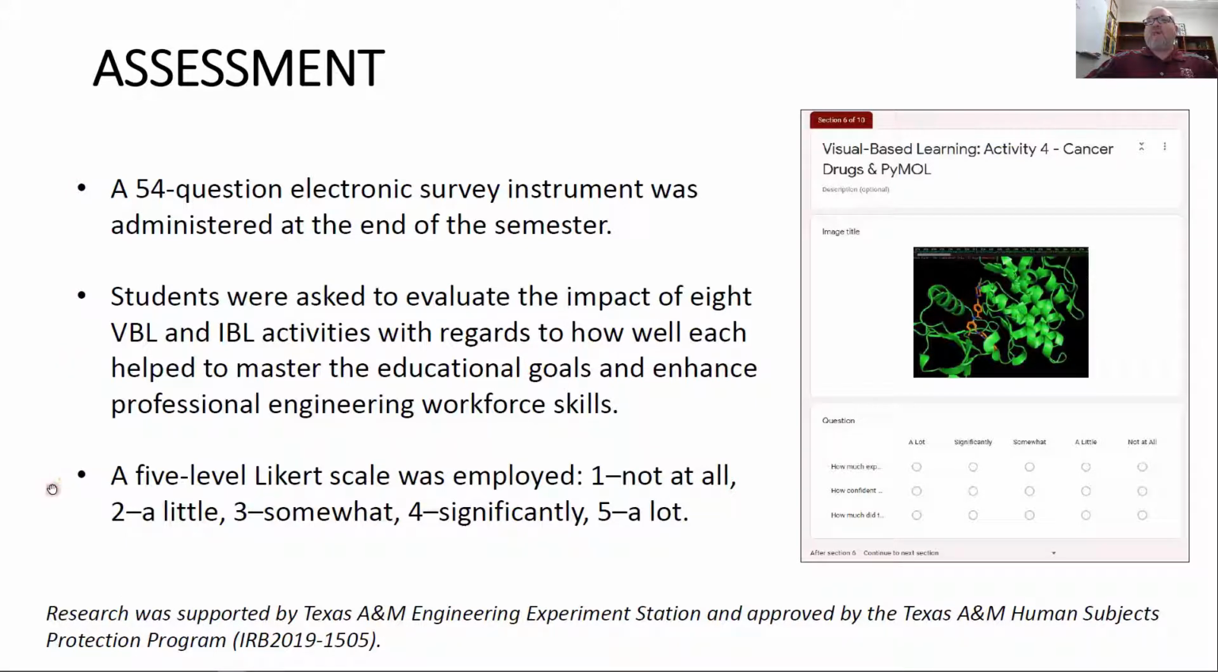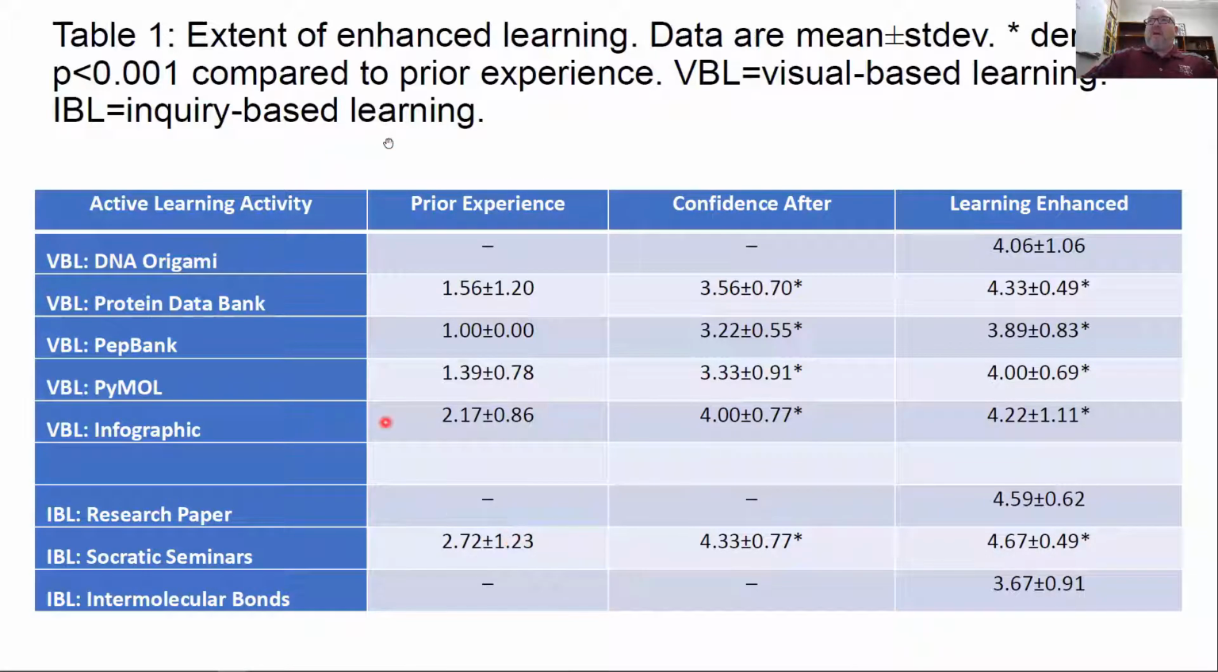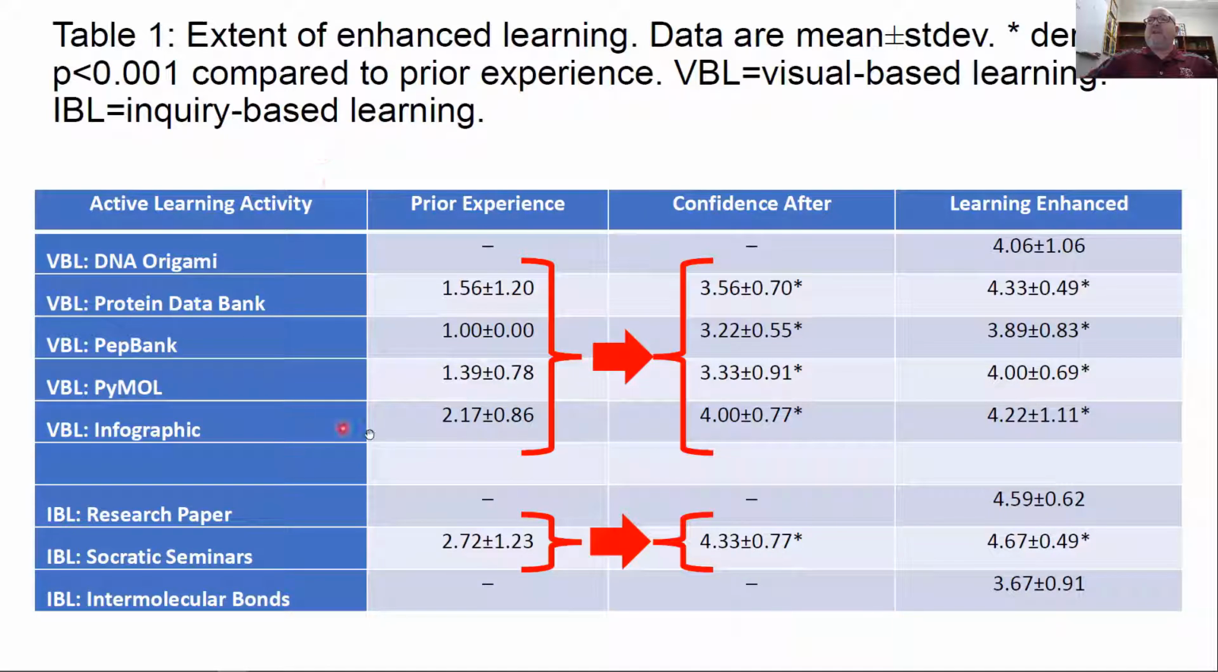A traditional Likert scale was used, ranging from 1 to 5. And I was ecstatic this first semester retooling the class to see that the students did perceive that their learning was enhanced. Looking at the visual-based learning and the inquiry-based learning, the students had very little experience, despite being seniors, in using the different modalities and tools in biomolecular engineering listed here. After the course, of course, their confidence increased.